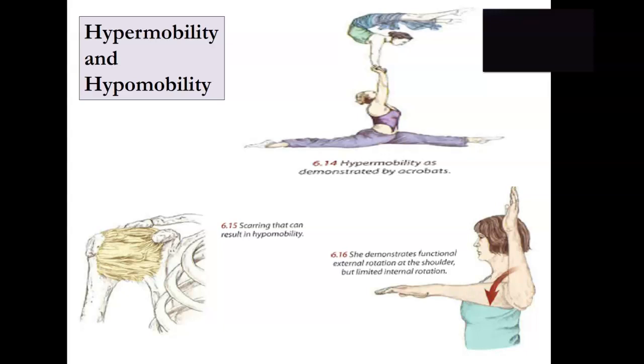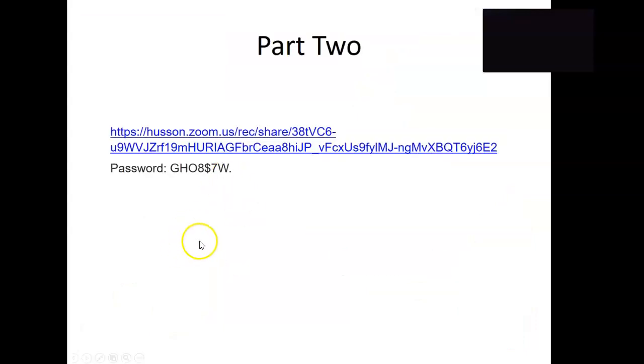Excuse me, I think I got that backwards. Hypomobility. So that you have lack of range of motion with the hypo, HYPO. You don't have full range of motion. Hyper, HYPER, you have excessive range of motion. Okay, this is the end of part 1.